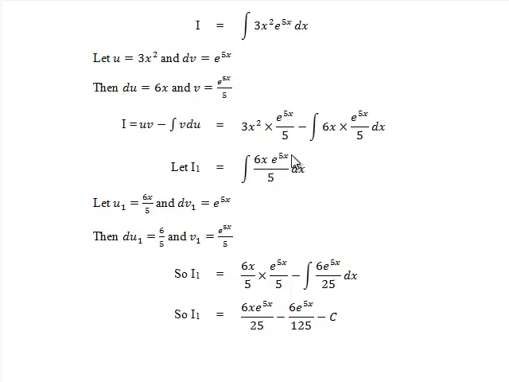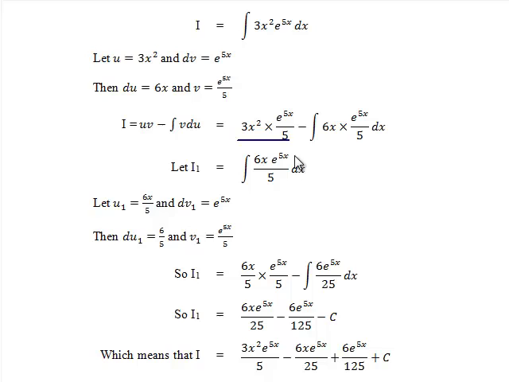Now we need to substitute that back into here. Be careful of the signs, and we'll get 3x squared e to the 5x over 5 minus this part, which is 6x e to the 5x over 25, plus this part, which is here. Notice I put a minus c in there just so I could have a plus c in the final expression.